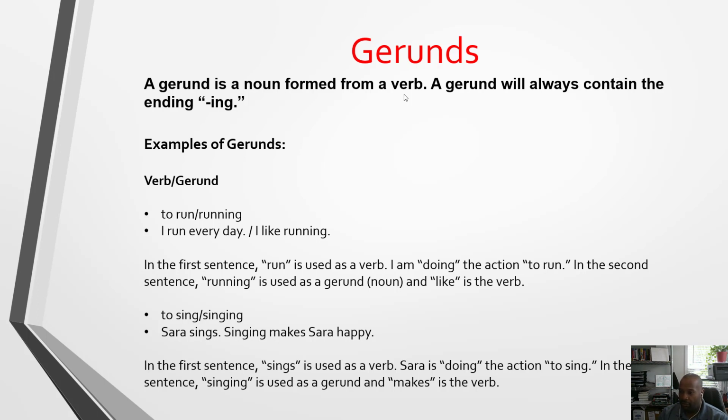Okay. Let's look at another example. The verb to sing. The gerund is singing. And another one, Sarah sings. That's the verb. Singing makes Sarah happy. Singing is the gerund. Okay? In the first sentence, sing is used as a verb. Sarah is doing the action, to sing. In the second sentence, singing is used as a gerund and makes is the verb. Okay?